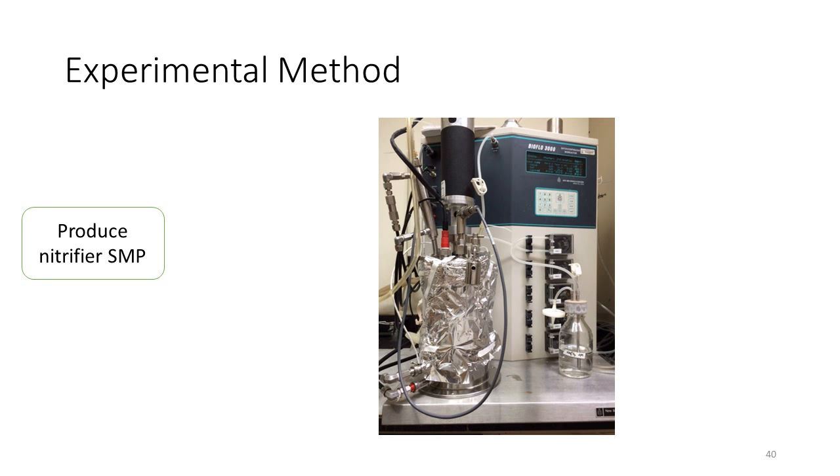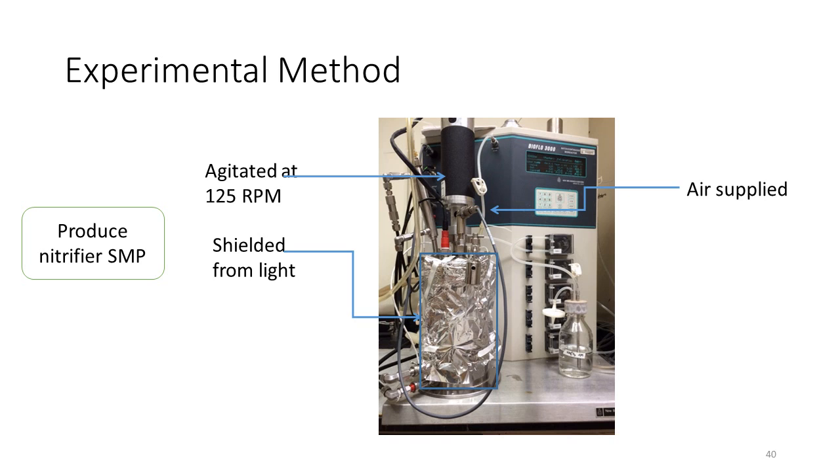So I used a fermenter, and the fermenter had a 2.5 liter vessel where I could grow the nitrifiers. I used Nitrosomonas europaea, which is a model nitrifier that's typically used in laboratory study. I shielded them from light because they're very sensitive to light. I supplied them air that was filtered through a 0.2 micron filter and bubbled into the media. I agitated the media so that the oxygen in the air would diffuse more readily. I kept the temperature at 26 degrees Celsius, which was right in the middle of the optimum range for growing Nitrosomonas europaea. And I maintained the pH at 7.8.